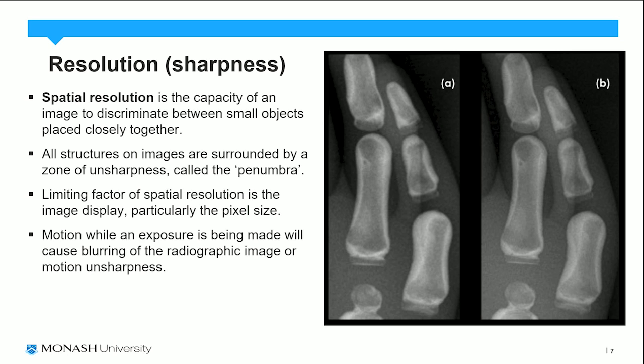When there is motion while the exposure is being made, that will cause blurring of the radiographic image and result in motion unsharpness. When you compare image A to image B, you can see that the structures in image A are much sharper and much clearer. So the resolution is much better than that of image B.